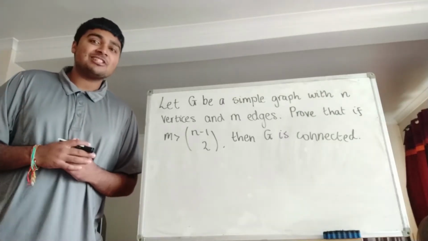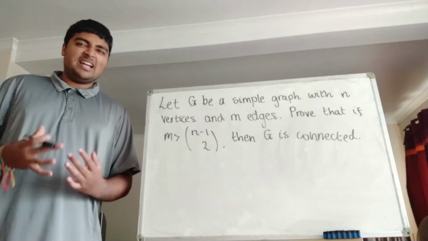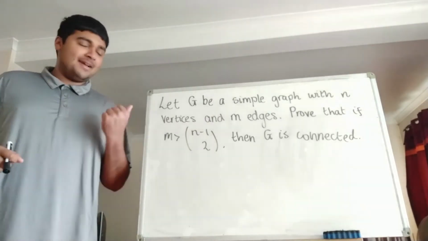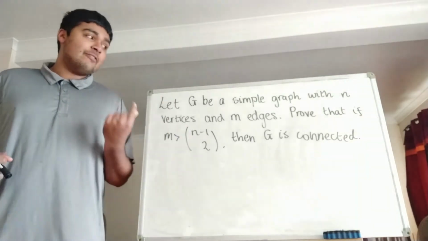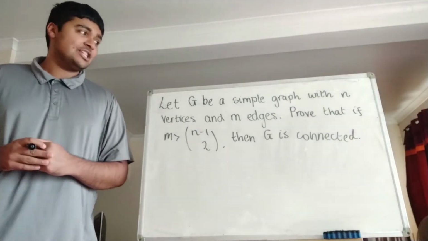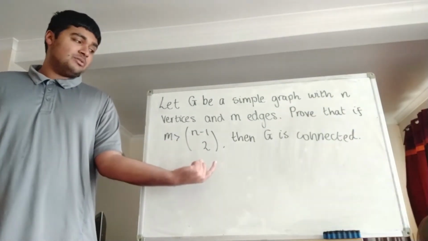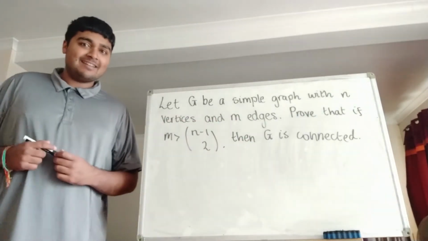Today I've got an interesting graph theory video for you. What we're going to be doing is proving a theorem that says that if we have sufficiently many edges in our graph, then we know that it is connected. In maths terms, that means, suppose we have a simple graph G and it has n vertices and little m edges. We want to prove that if m is bigger than n minus 1 choose 2, in other words, if m is sufficiently large, then G is connected.